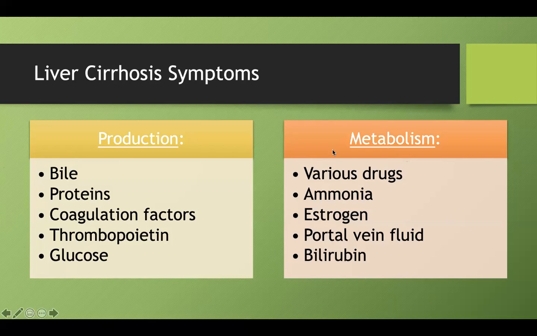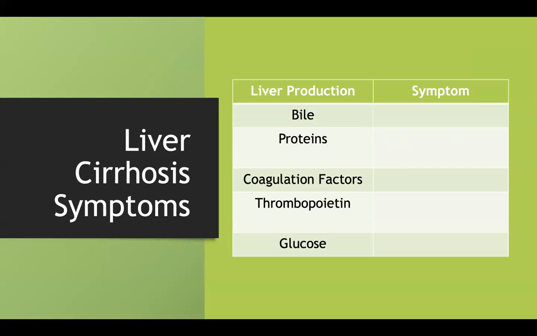And we could also assume that the metabolism of all 5 of these compounds is affected. On the left, the production of all these compounds, if anything goes wrong there, we'll see what happens. And then we'll also see what happens if any of these compounds on the right cannot be appropriately metabolized. So let's start with production. I'm going to make a little table for all 5 compounds that I want you to know the liver is producing and what happens when things go wrong.